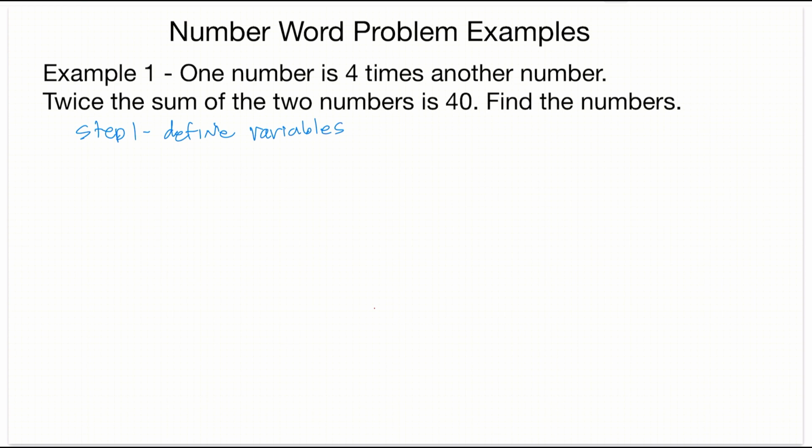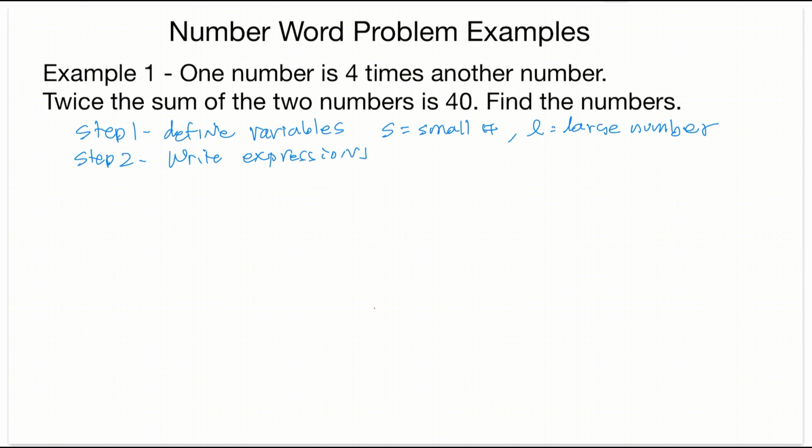So the problem tells us we've got two numbers. We'll let S be equal to the small number, and we'll let L be equal to the large number. Now, step 2, let's write down the expressions. This is where it just takes practice to figure out what they're trying to tell you in these words, and turn these words into equations.